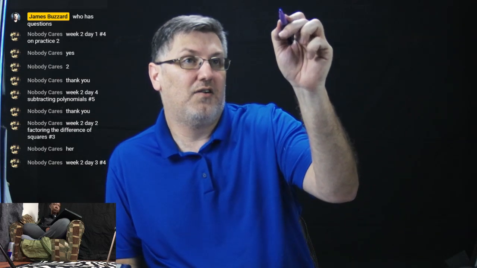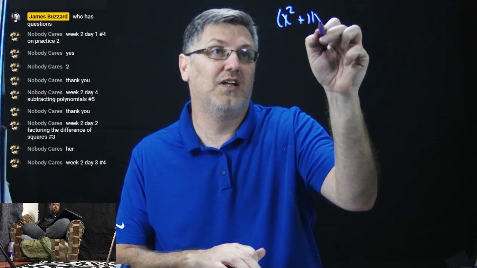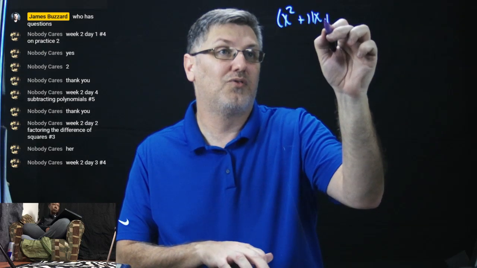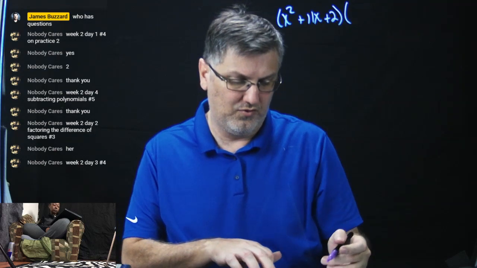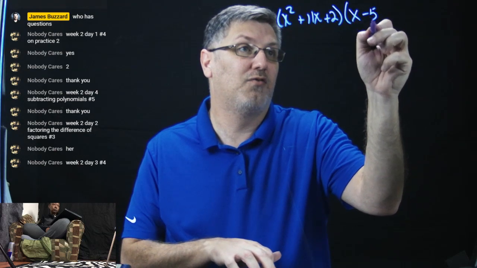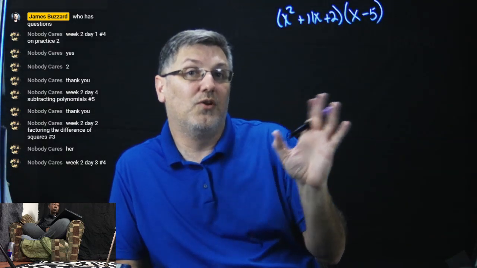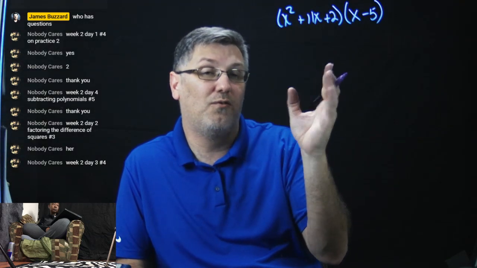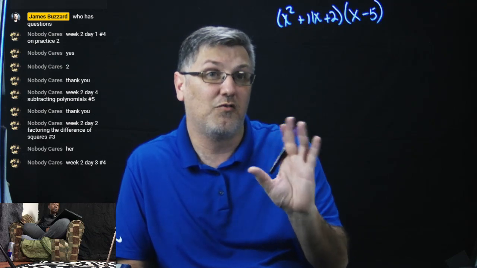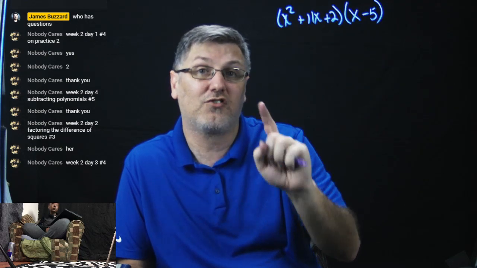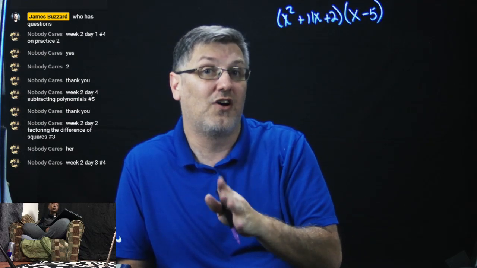So we have x squared plus 11x plus 2 times x minus 5. All right, so this is the distribution property. We can call it FOIL, first, outer, inner, last, an acronym to help you remember, or you can do the box method. I'm actually going to do the box method, but I'm going to put a placeholder here for my x squared, so I can make it a box and not a rectangle.